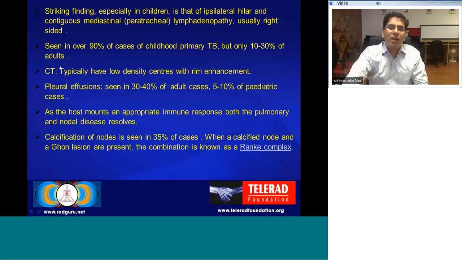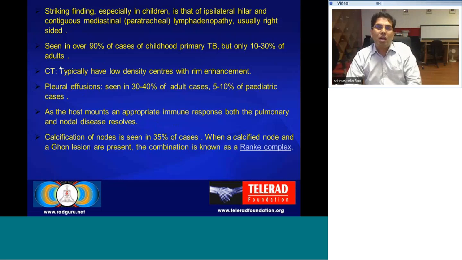A striking finding in primary tuberculosis, especially in children, is ipsilateral hilar and contiguous mediastinal lymphadenopathy. This is one feature that is commonly seen in primary tuberculosis. Remember, lymphadenopathy is commonly seen. It is seen in over 90% of cases in childhood primary TB, but in adults it is not very common. It's only seen in 10 to 30%. Typically, the nodes have low density centers.